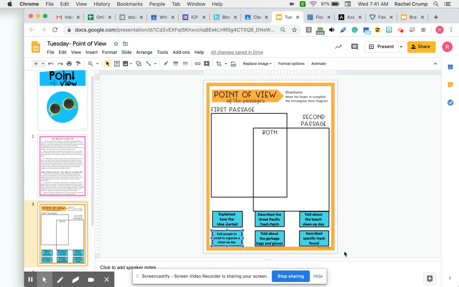Number 2, told people to email to organize a cleanup day. Is that first passage, second passage, or both? Described the Great Pacific Trash Patch. Is that the first passage, second passage, or both? Told about the garbage bags and gloves. First passage, second passage, both.